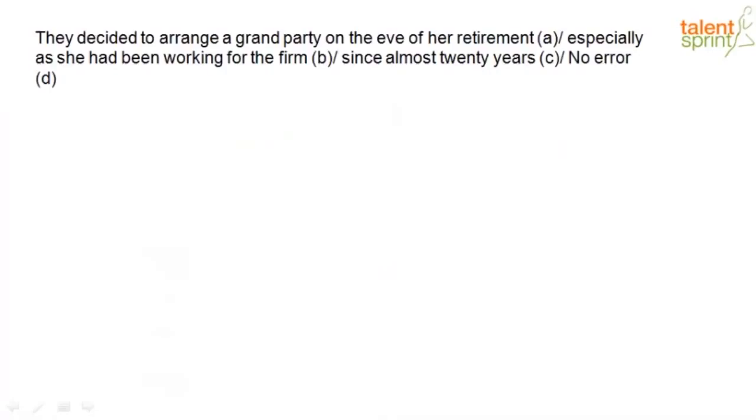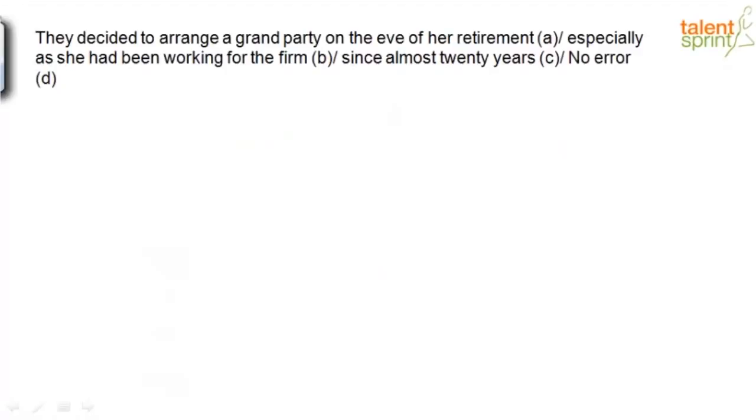They decided to arrange a grand party on the eve of her retirement, especially as she had been working for the firm since almost 20 years. This is another easy one. Let's see if you're able to identify where the error is. So we've covered how much? 11 rules, 4 more rules to go.